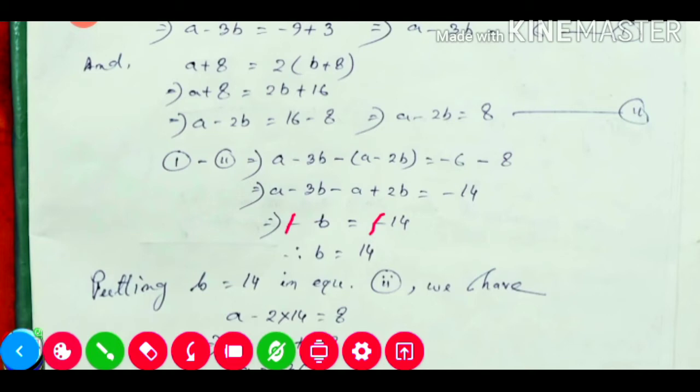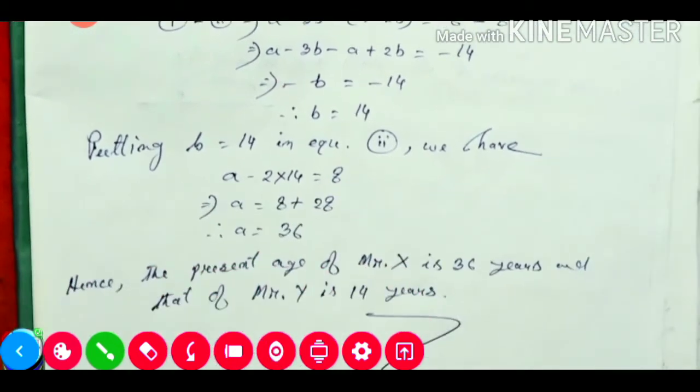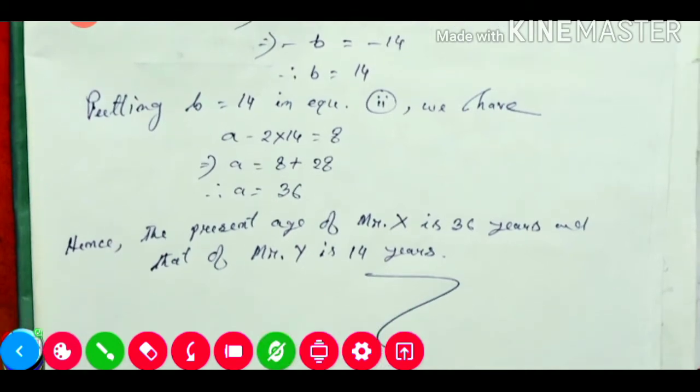Now this B value, what value we got? 14. This value we will put in equation number 1 or 2. So we are putting this one in equation number 2. So A minus 2 into 14, this B value will be 14. So 2 into 14 is equal to 28, minus 28, this one will shift to the right hand side, so it will be plus 28. So 8 plus 28 is equal to 36.